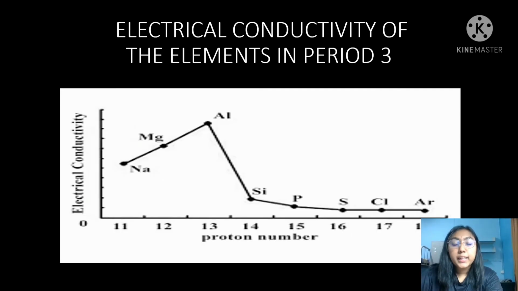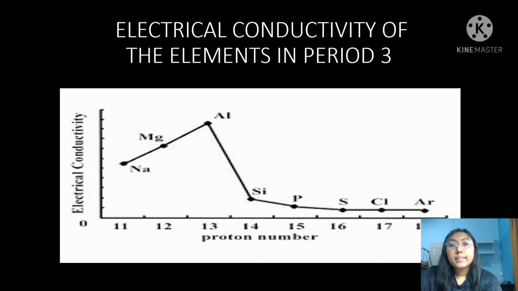Okay, next, we are going to see the electrical conductivity of the elements in period 3. The electrical conductivity of period 3 elements increases from natrium to aluminium because the number of electrons contributed per atom to the sea of delocalized electrons increases from 1 in natrium, 2 in magnesium, and 3 in aluminium. There are more electrons to conduct electricity.